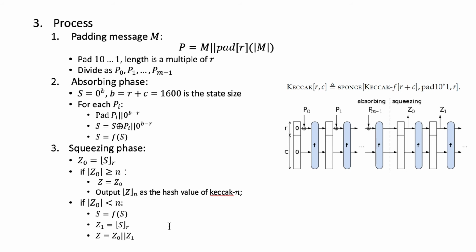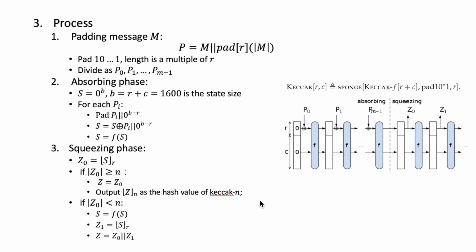If not, we're going to process the state by another round of the permutation and get the next output Z2, like that, until we get enough bits for the output. So that's the process for this sponge function.